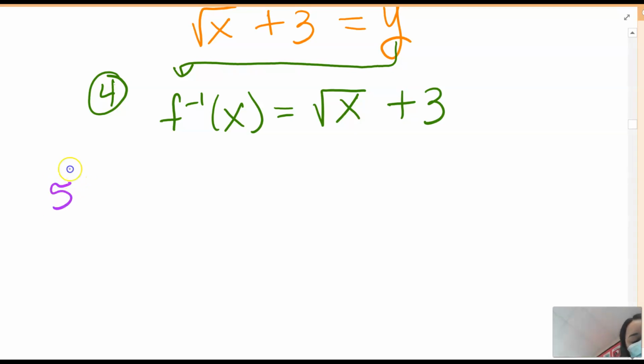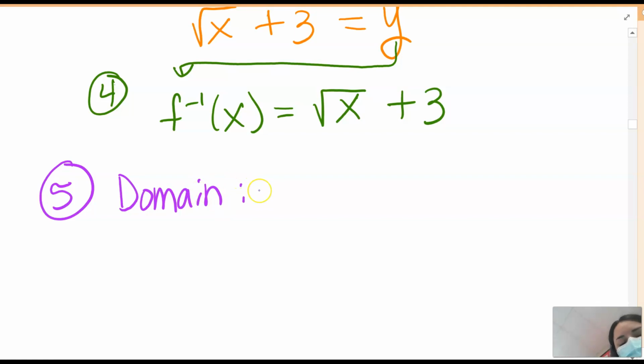And then step 5, do I skip it? Step 5 is the restricted domain. Do I need a restricted domain? Yes. This time I do need it because it's the square root. The little 2 in the beginning tells me I need a restricted domain.